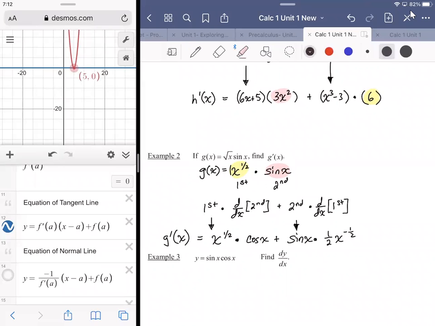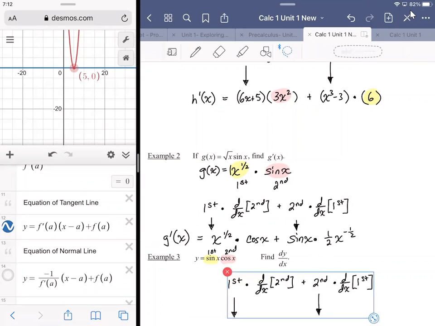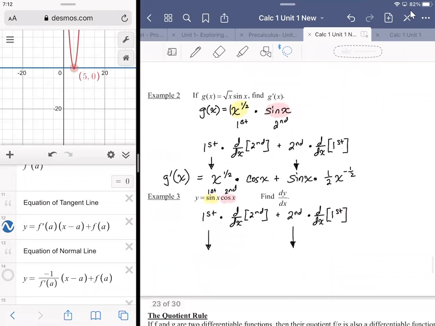All right. So the next one, we have a sine and a cosine. First function, second function. So we write the first function as is, or rewrite it as is. Sine of x. We multiply by the derivative of the second function. Derivative of cosine, we learned a little while ago, derivative of cosine is equal to negative sine.